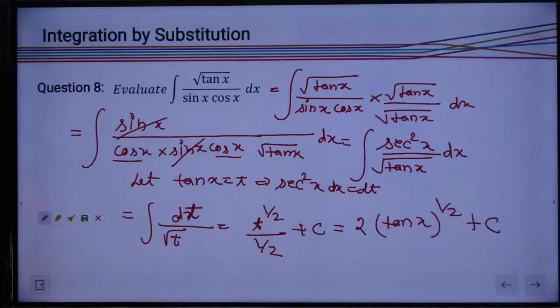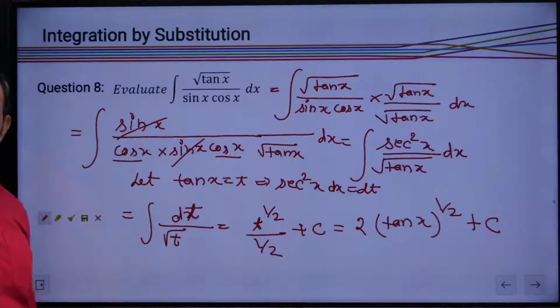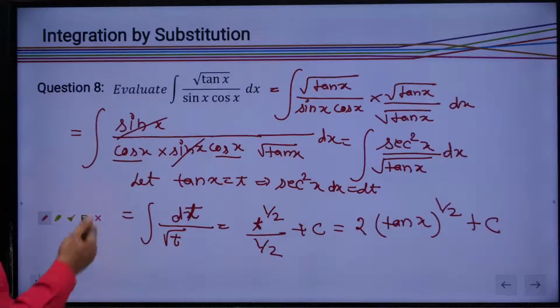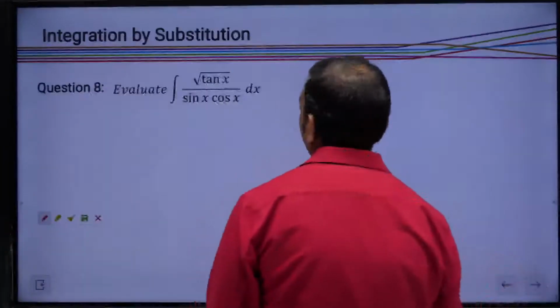Okay, so this is how we do these simple integrations. Sometimes we can directly take the term as t, sometimes we need to do a little arithmetic, we need to convert the problem into a simpler form, then we can proceed for the integration or substitution method. Okay, now let's look at some more problems.